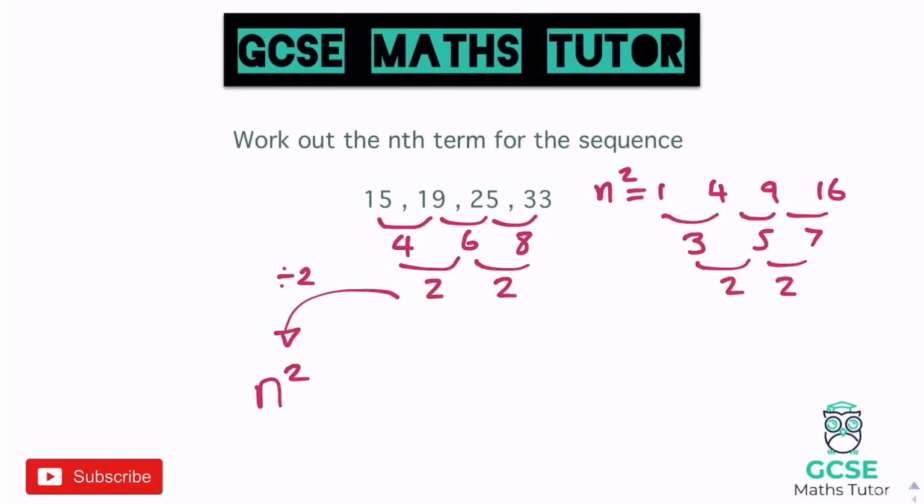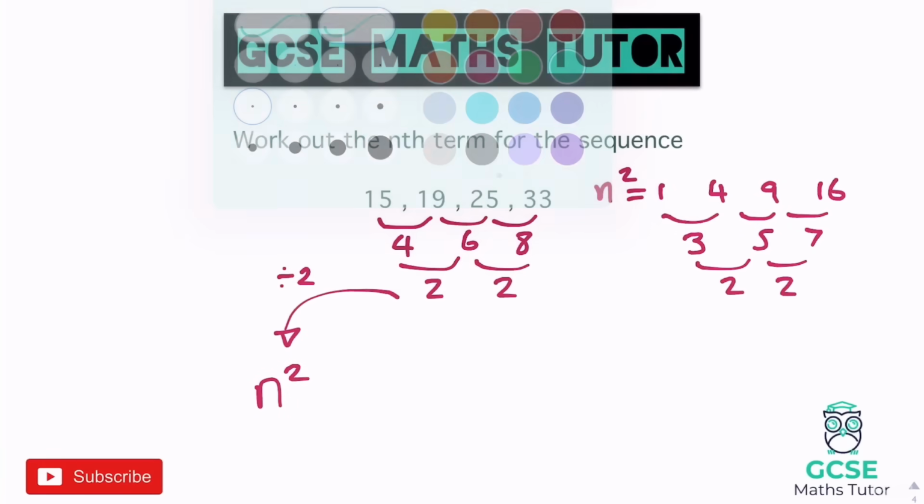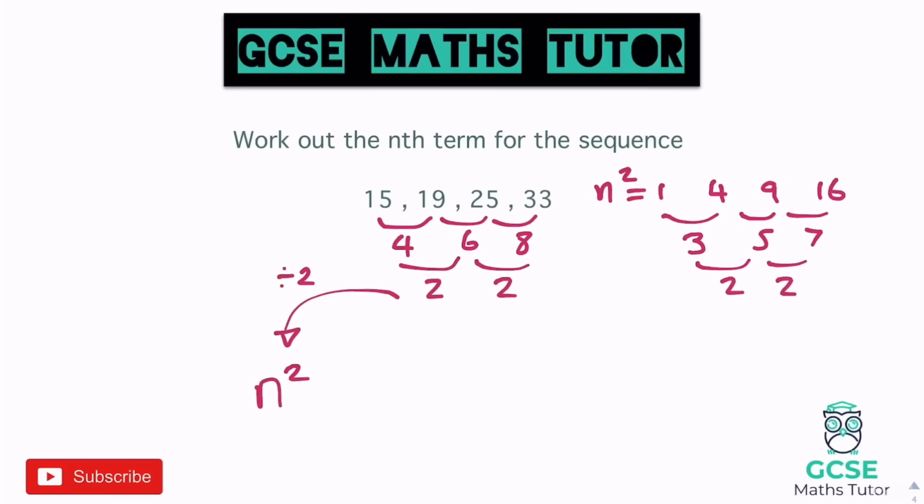So what I always do is write down the square numbers now. Again, I know there are formulas for this, but I just really prefer this method. So 1, 4, 9, 16. But now if you have a look, there is actually a difference between the n squared sequence and the one going up there in the question.